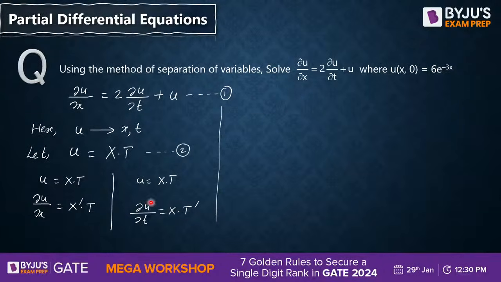Now we will be putting these derivatives in equation number 1. तो del u by del x के स्थान पर capital X dash T, then 2 times del u by del t. Del u by del t is X T dash, and u is X into T.